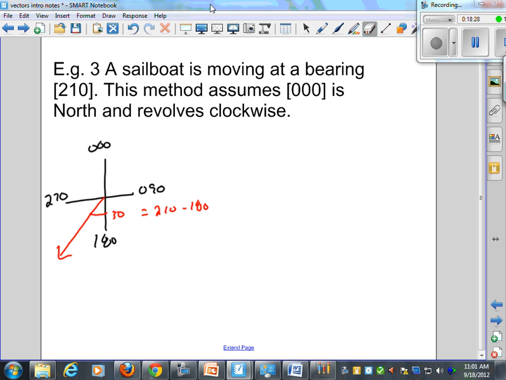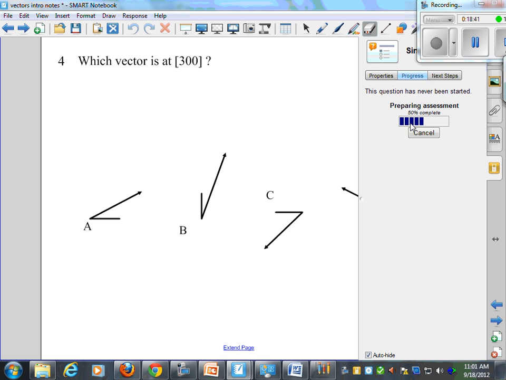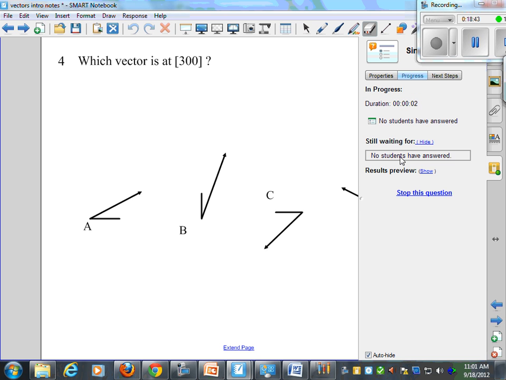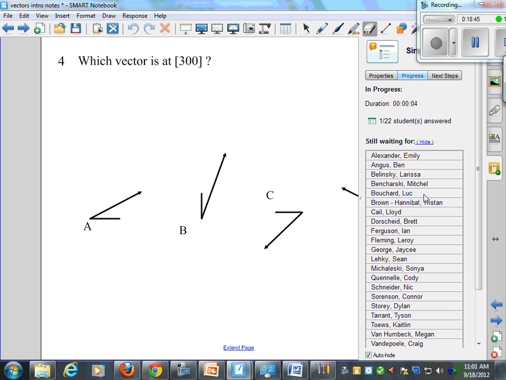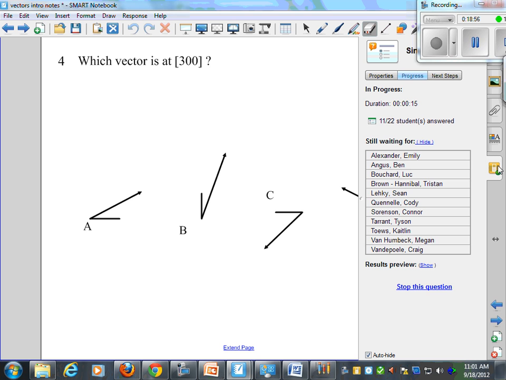Okay, so guess what I'm going to do? I'm going to ask you a clicker question right now. Which vector is at a bearing of 300? Which direction could it be? Which vector is at a bearing of 300?